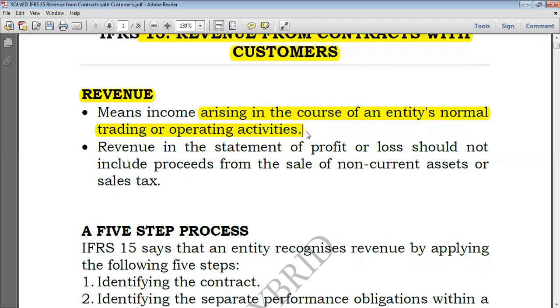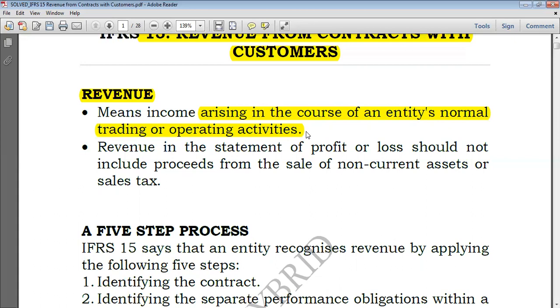Just like that. Let's say you are selling product A and product B, then the money obtained, the revenue you earn from selling those products, the income you earn from selling those products is called revenue. That's what we speak of revenue.